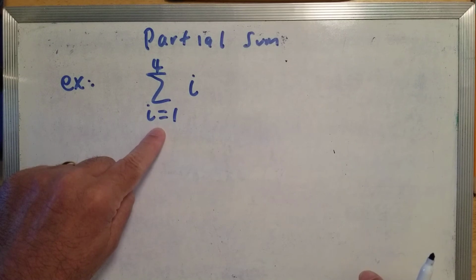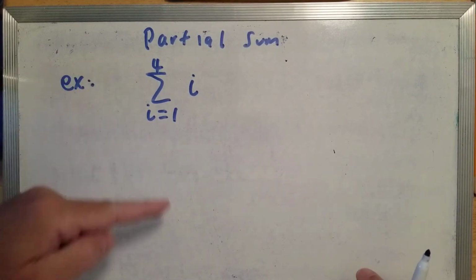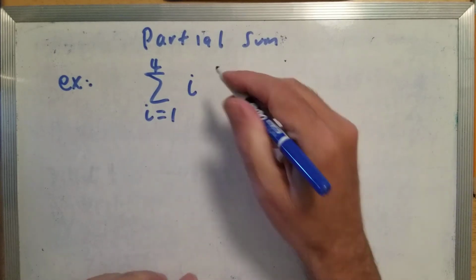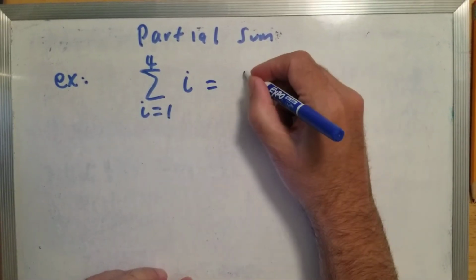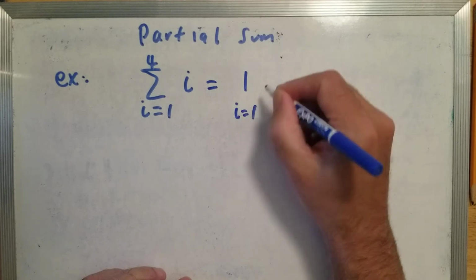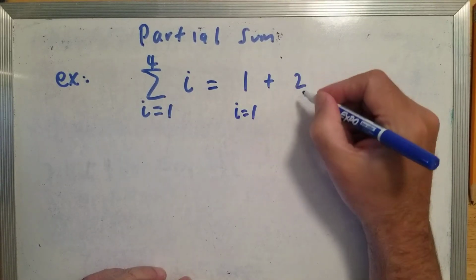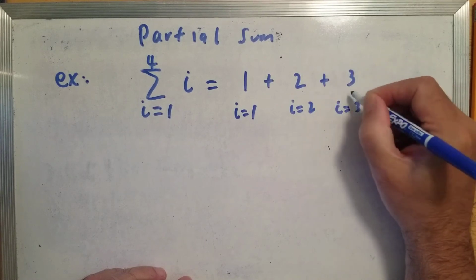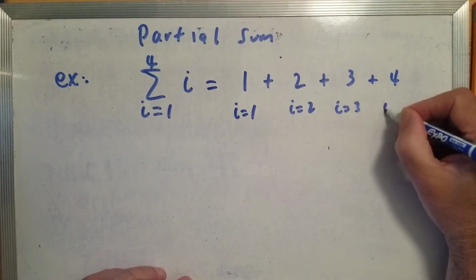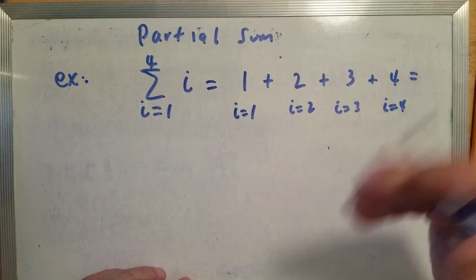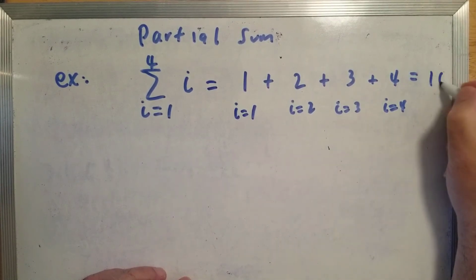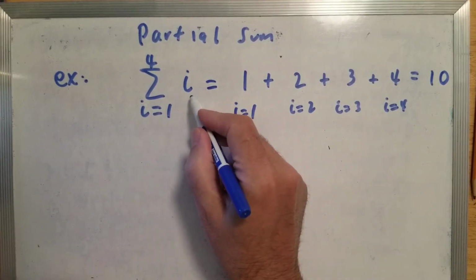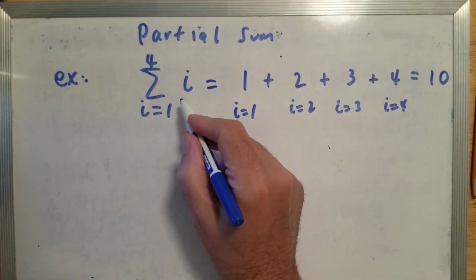You start with i equals 1, then add when i equals 2, add when i equals 3, add when i equals 4. And I'm just using i itself. So when i is 1, this is 1, and then when i is 2, when i is 3, and when i is 4, 1 plus 2 plus 3 plus 4 is 10. I did that in my head. Please use your calculator.